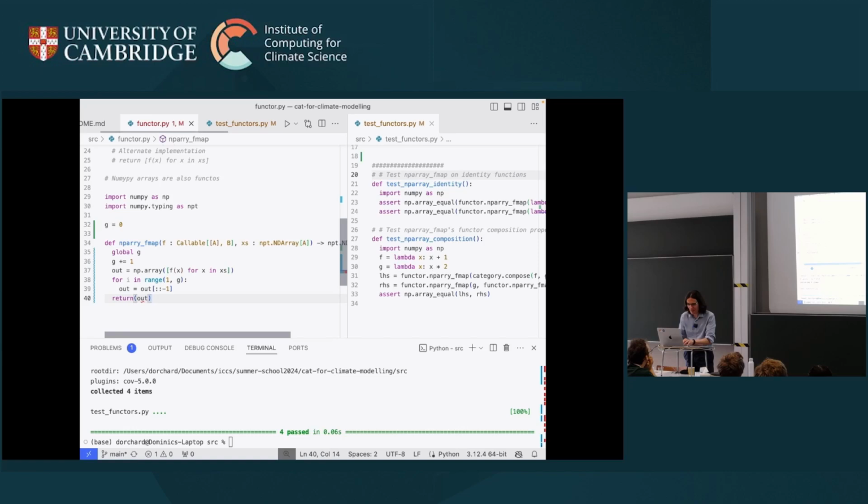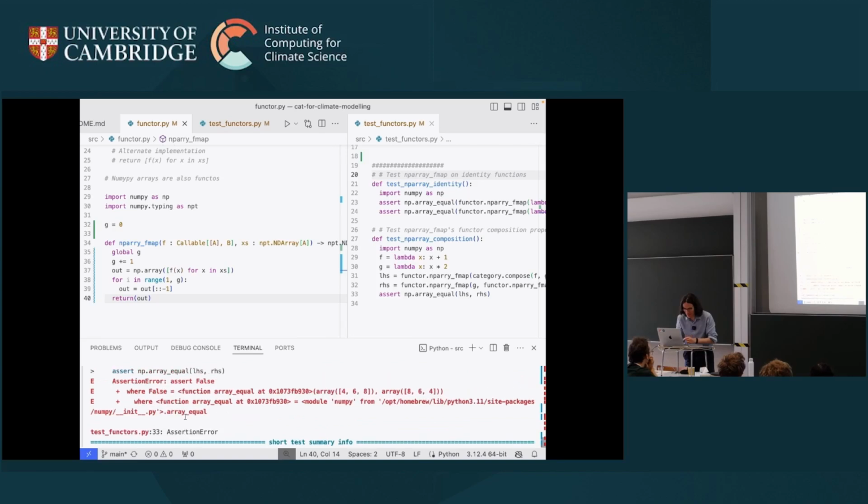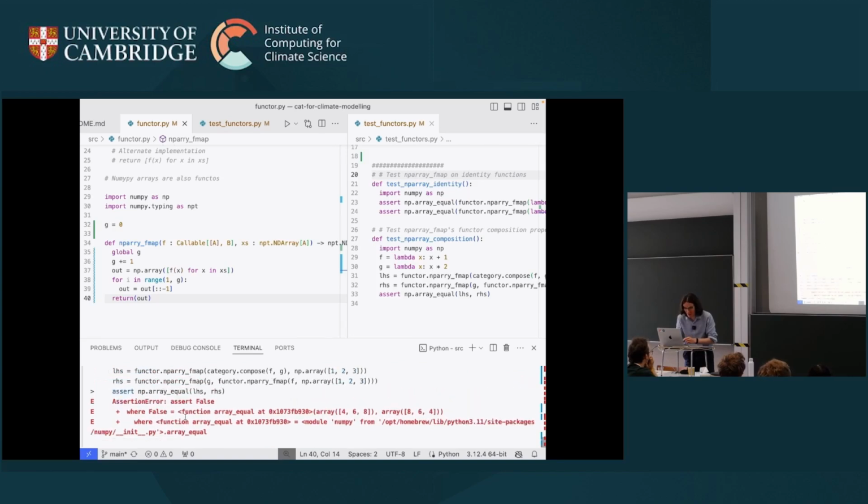Wow, let's see what happens. The test passed because of some other reason, I think. Oh, no, that's good. Assertion false.